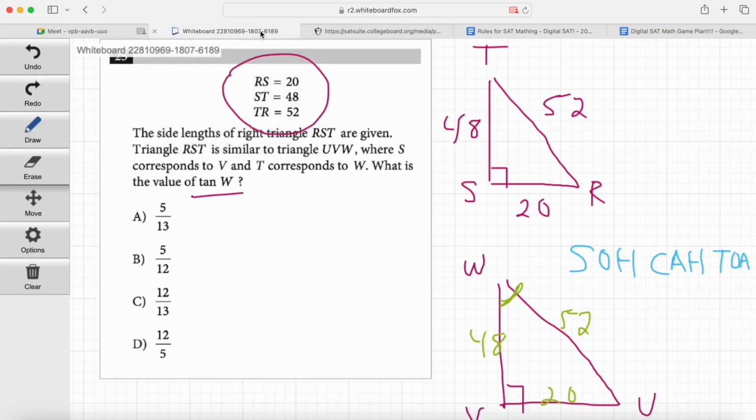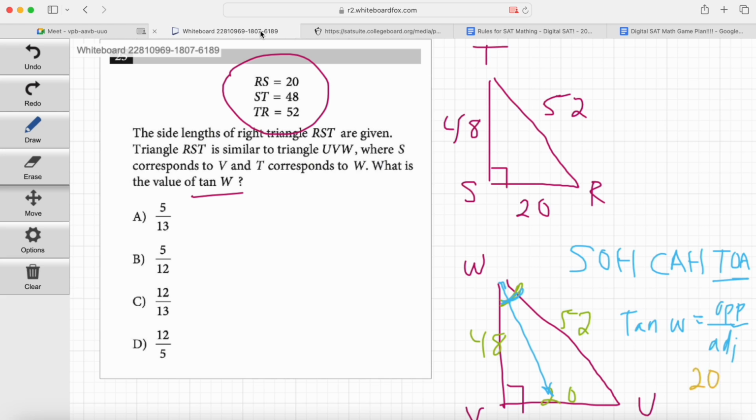Okay, and we're talking about tangent here, this guy. So the tangent of W is going to be the opposite, it's the TOA, over the adjacent. Okay, so here's W. Let's start with the opposite. What side is opposite W? VU, so 20. Yeah, if you're unsure about the side opposite an angle, just bisect that angle, draw a straight line, bam, and the side that it hits is the opposite side. So the side opposite W is 20.